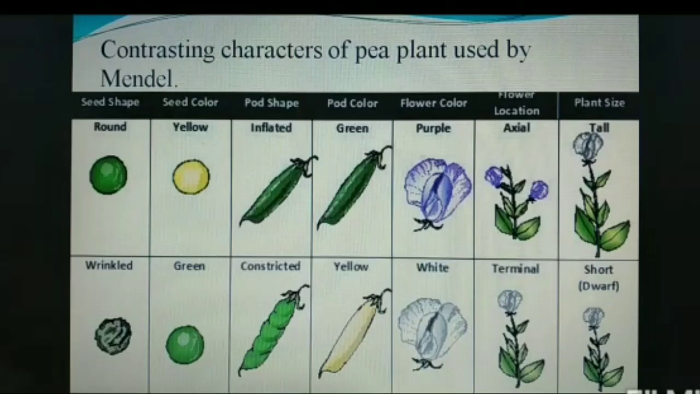Seed shape. He found that some of the pea plants' seeds are round in shape, some are wrinkled. He considered the round shaped seeds to be dominant over the wrinkled seeds.